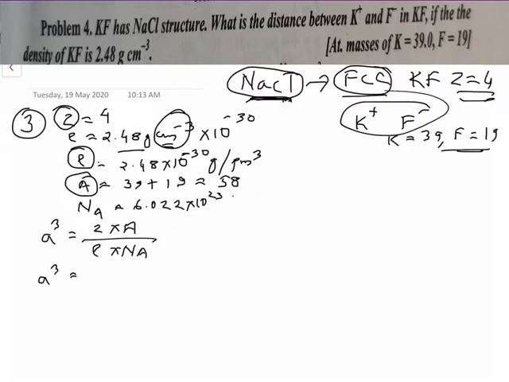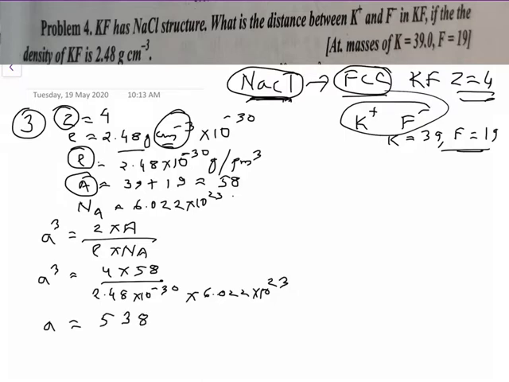If I write down here, then A cube value will be equal to 4 into 58 divided by your density, 2.48 into 10 to the power minus 30 gram per picometer cube, and Avogadro's number, 6.022 into 10 to the power 23. After calculation of A cube, I need A, which means I need to find the cube root of this, and if you find the cube root of this, I think it will come to 538.